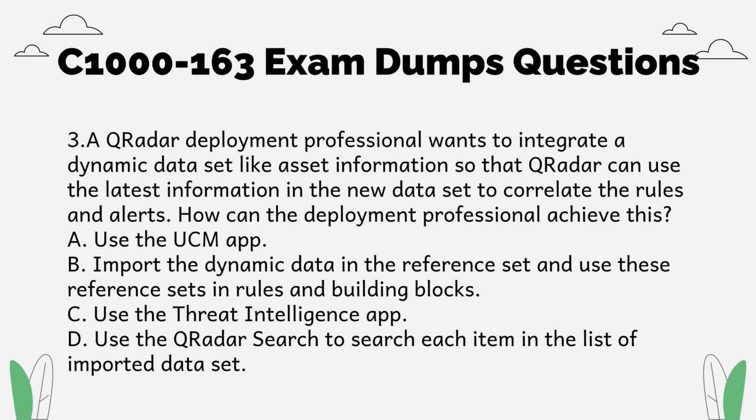3. A QRadar deployment professional wants to integrate a dynamic dataset like asset information so that QRadar can use the latest information in the new dataset to correlate the rules and alerts. How can the deployment professional achieve this? A. Use the UCM app. B. Import the dynamic data in the reference set and use these reference sets in rules and building blocks. C. Use the Threat Intelligence app. D. Use the QRadar search to search each item in the list of imported dataset.